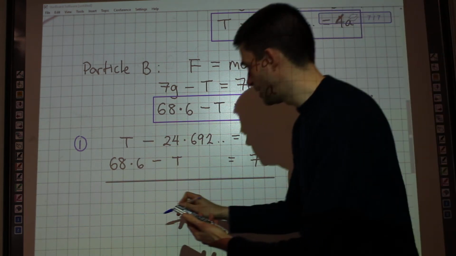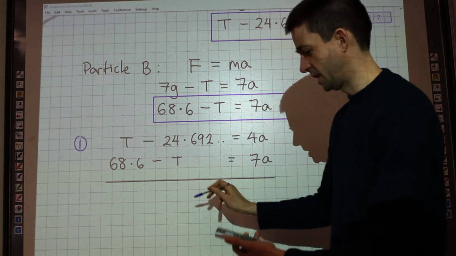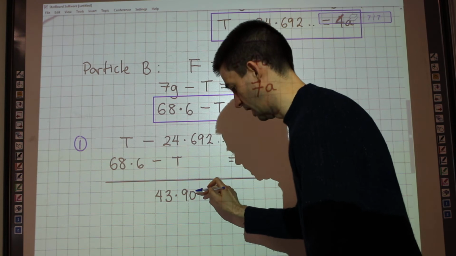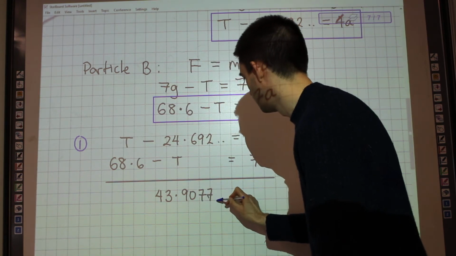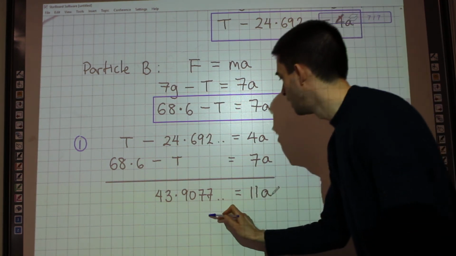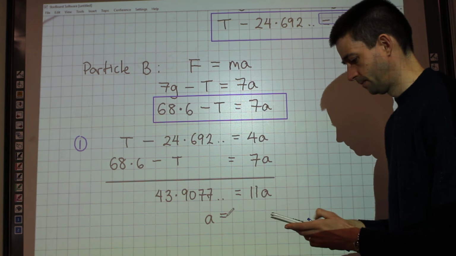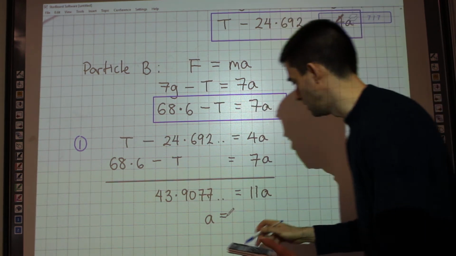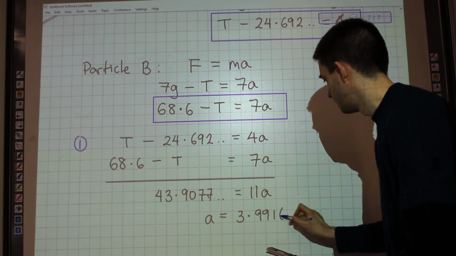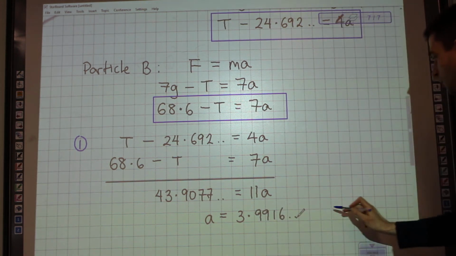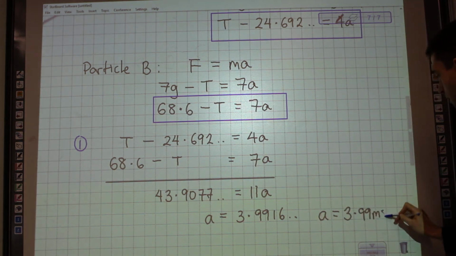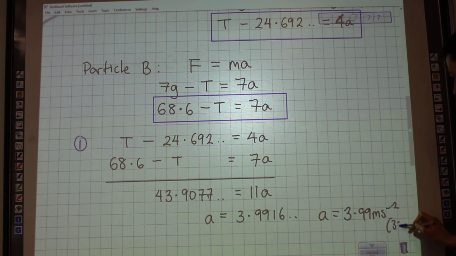By adding those two equations, the Ts will cancel out because you've got plus T minus T, and I've got 43.9077 is going to equal 11a, which dividing through by 11, a is 3.9916. Which means that I can state that a is 3.99 meters per second squared to three significant figures.